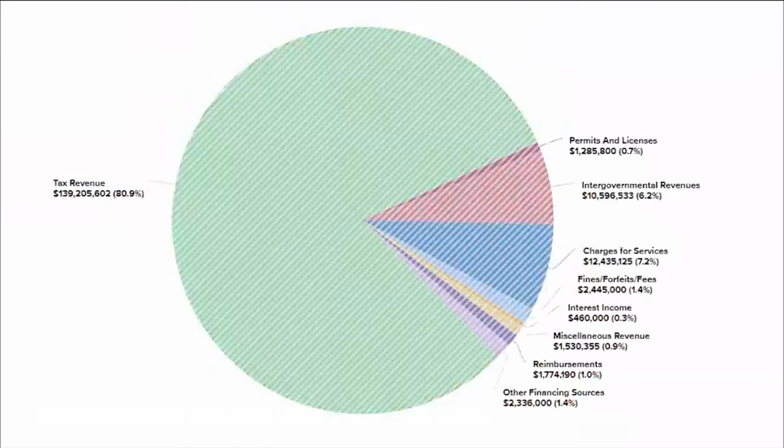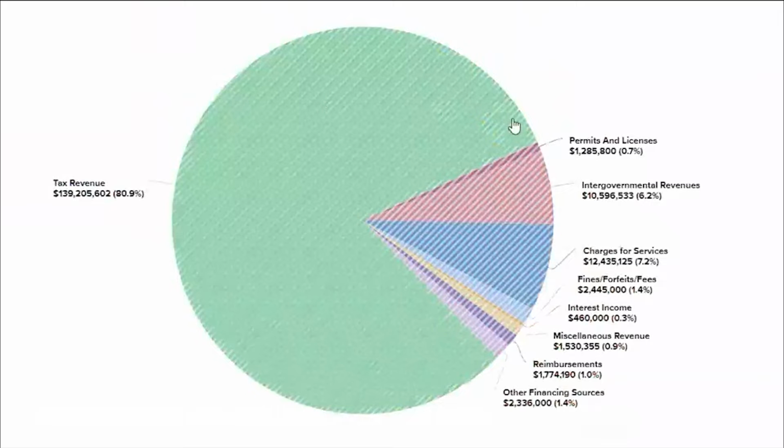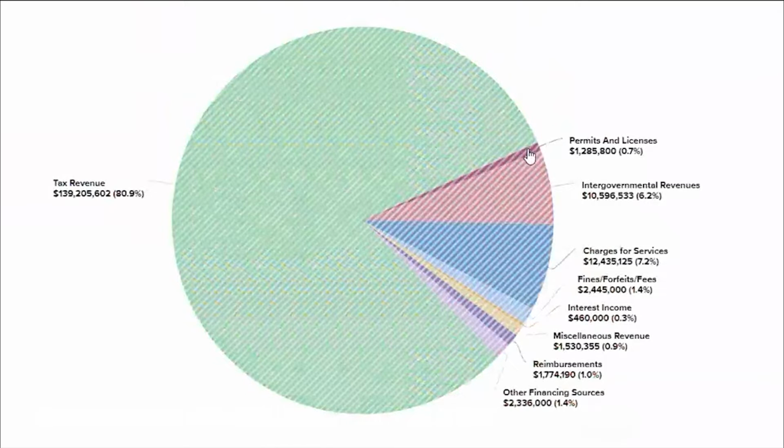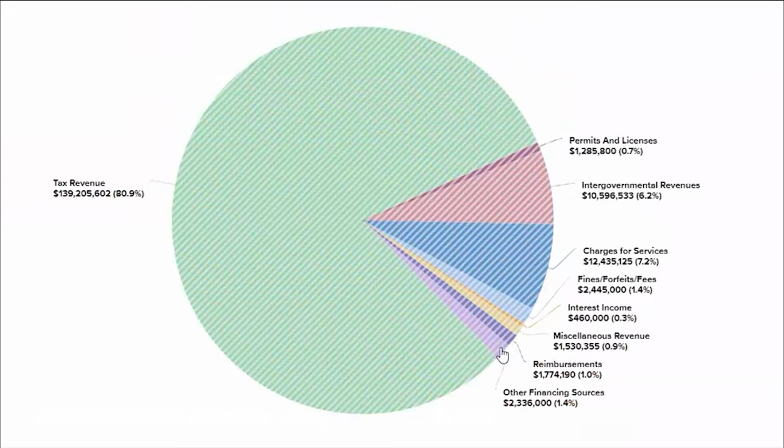Let's start with city revenues for the City General Fund. This pie chart shows City General Fund revenues broken down by revenue type for 2022. As we can see, the largest revenue source is taxes, but there are also revenues from permits and licenses, intergovernmental revenues, charges for service, fines, forfeits, and fees, interest income, miscellaneous revenue, reimbursements, and other financing sources. Let's explore taxes further since it is the largest slice of the pie.